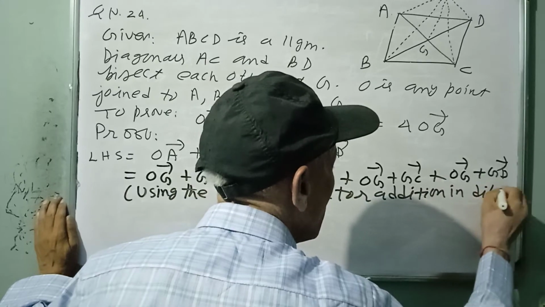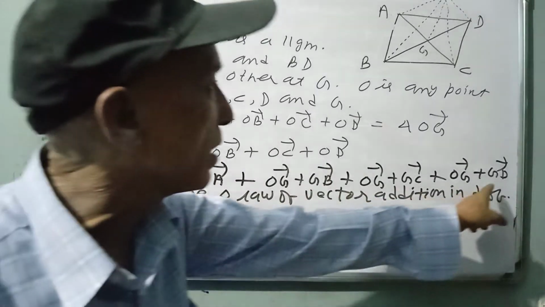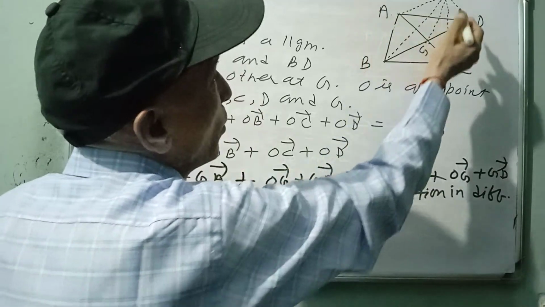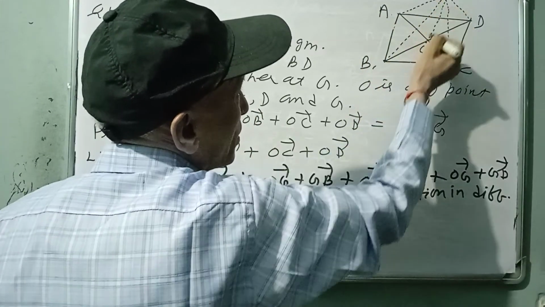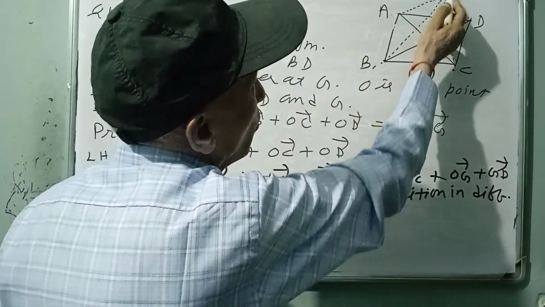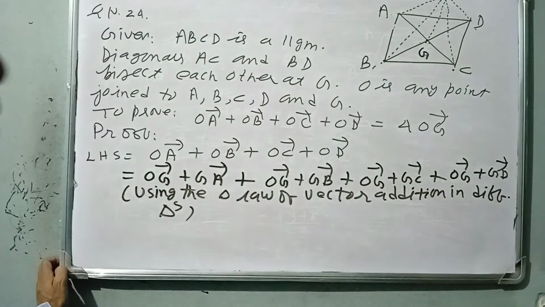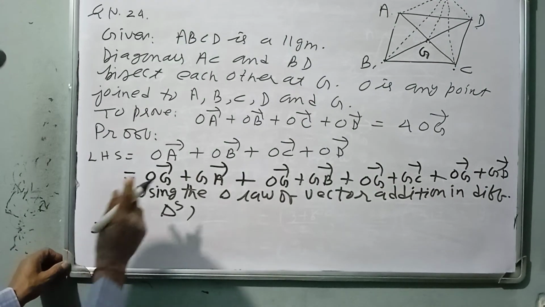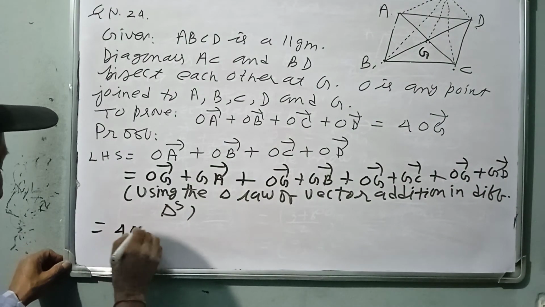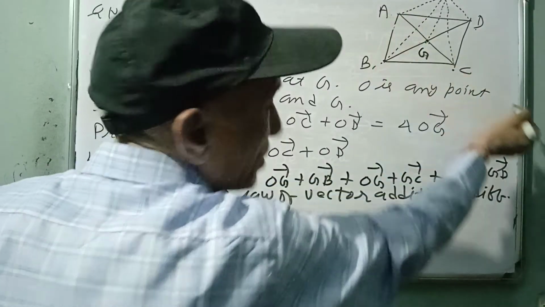In different triangles, triangle OGA, OGB, OGC and OGD: OA equals OG plus GA, OB is OG plus GB, OC is OG plus GC, OD is OG plus GD, using the triangle law in different triangles. Now OG, OG, OG, OG, write 4 OG vector plus GA and GC, which are equal and opposite.